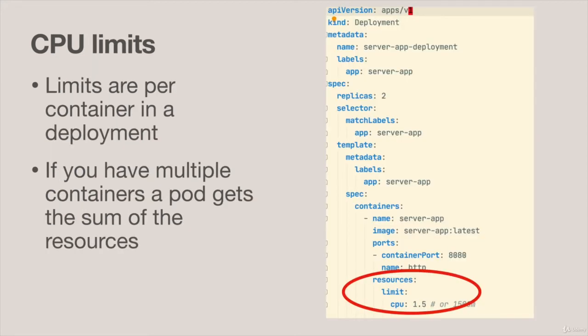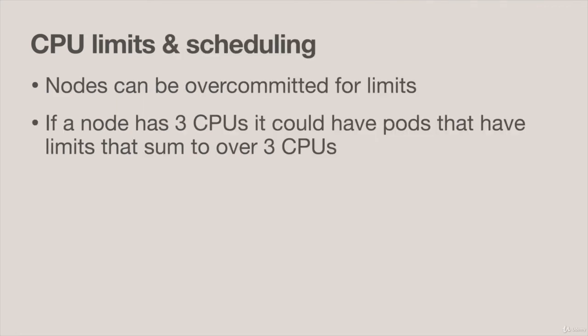So CPU limits are an additional configuration we can have for CPU, and you can set both requests and limits, and it's perfectly valid to do so. The difference with CPU limits is they're not used for scheduling. So nodes can be overcommitted for limits. If a node has, say, 3 CPUs, it could have containers on there which have set the limits to vastly more than 3 CPUs, because scheduling uses CPU requests. The purpose of limits is to define a hard limit for how much of a resource your container can use.